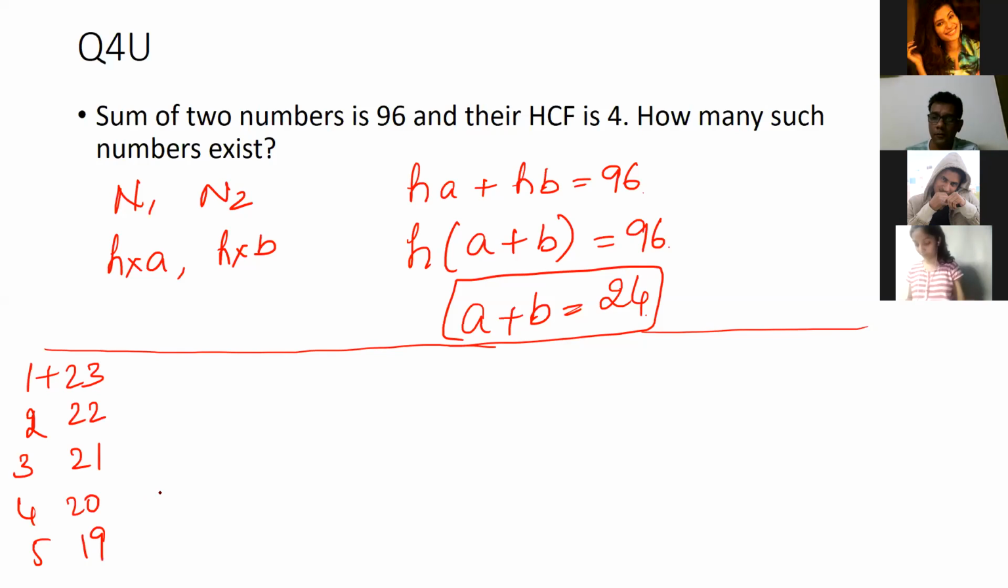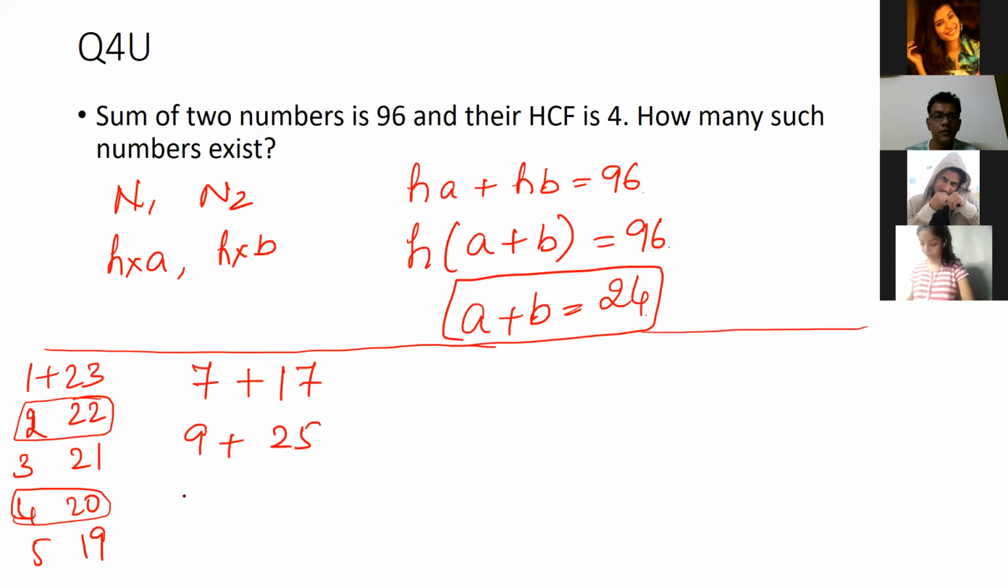Now, this is where I stop, and then I realize that now no even number can come. Because when an even number comes, the other number is also going to be even, and 2 becomes a common factor between two even numbers. Look at 4 and 20. Two even numbers, 2 is a common factor. So I do not have to write down even numbers now. So after 5, I'll directly write 7 plus 17, 9 plus 15, 11 plus 13. That's it, because the rest is going to be the reverse of this.